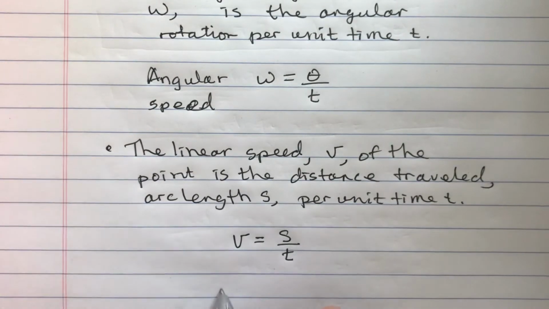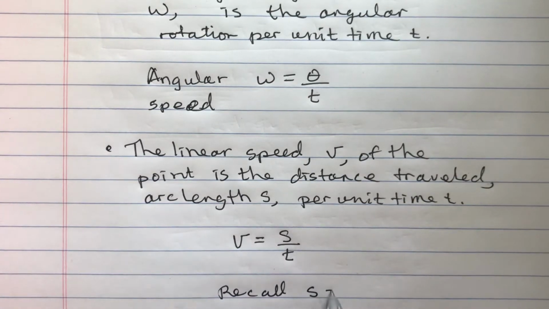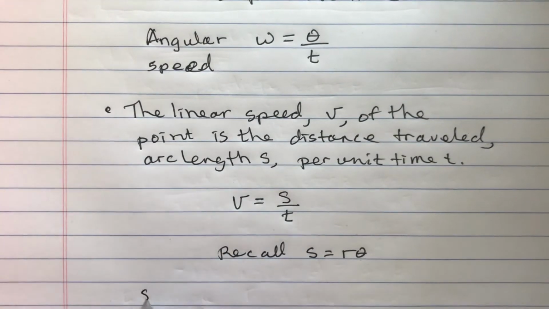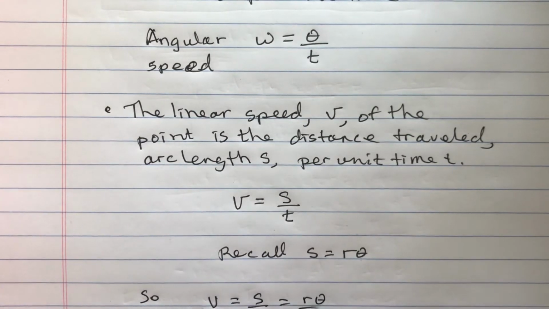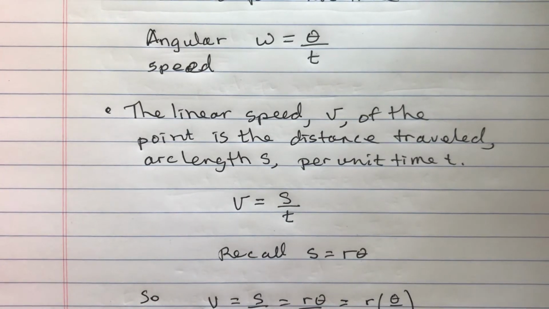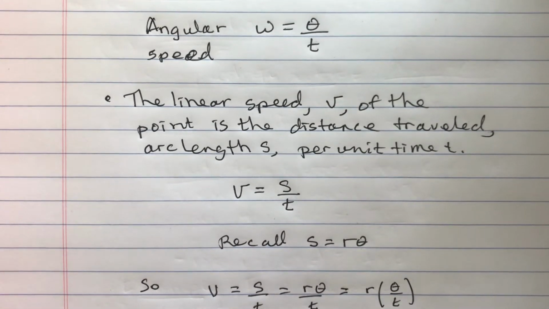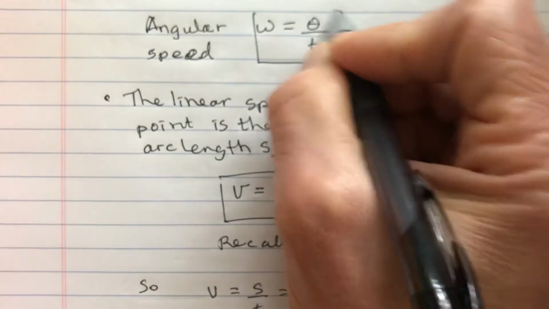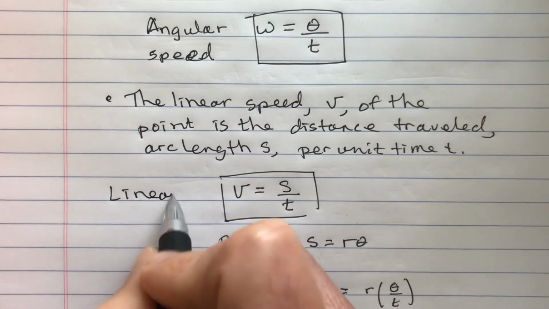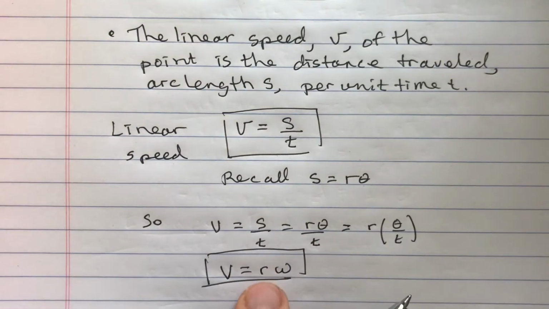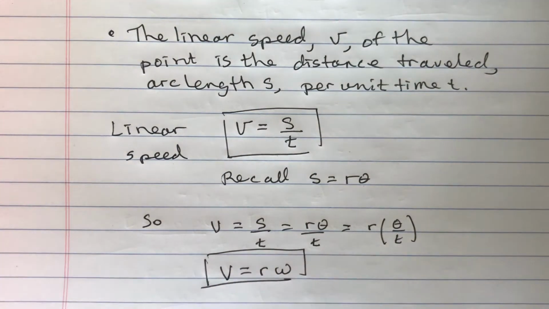And so recall that S is equal to R theta. This is a formula that we've talked about. So if that's true, V equals S over t, which is going to be R theta over t. So therefore V is going to equal R omega. So this is linear speed. If you multiply the angular speed times the radius, you're going to get the linear speed.